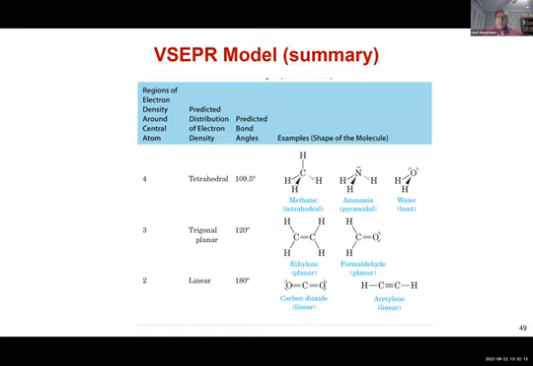When you look at methane, the central carbon atom is the one we look at to predict shape. There are 4 electron pairs. Normally 4 electron pairs distribute around the carbon atom in a tetrahedral way.